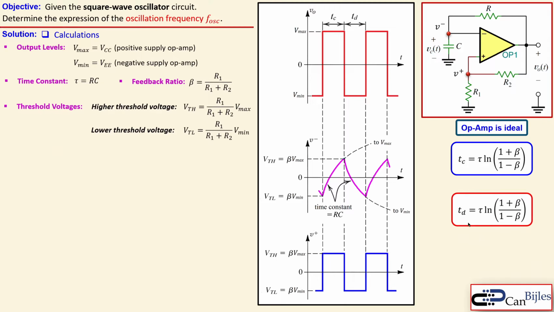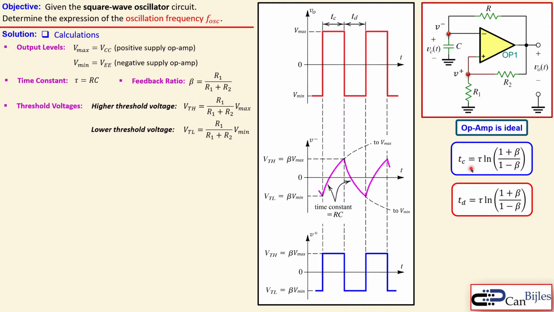Okay, now our purpose was also determining these two charging and discharging parts separately. We have it now. Now we can go to the total part, which is the total period, capital letter T, which is a summation of the TC and TD.